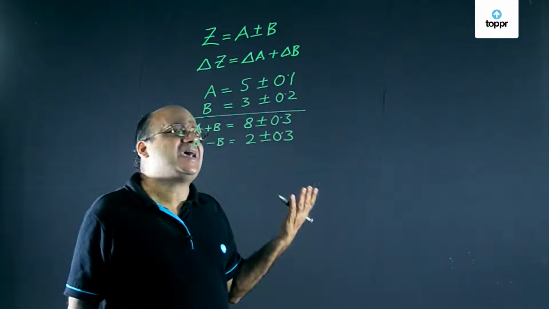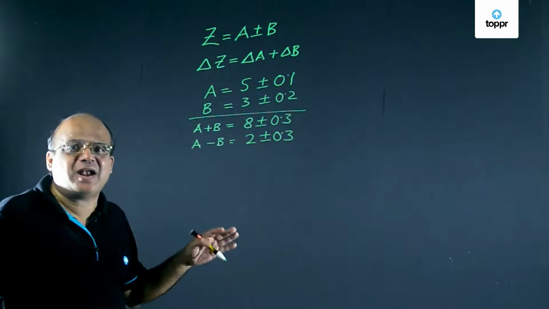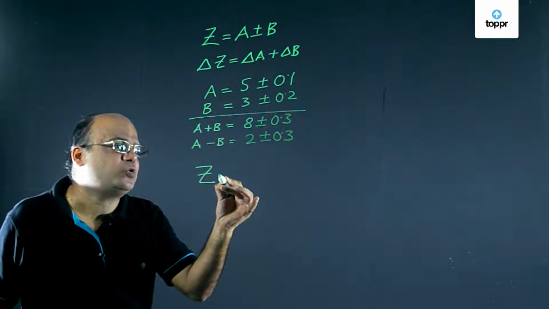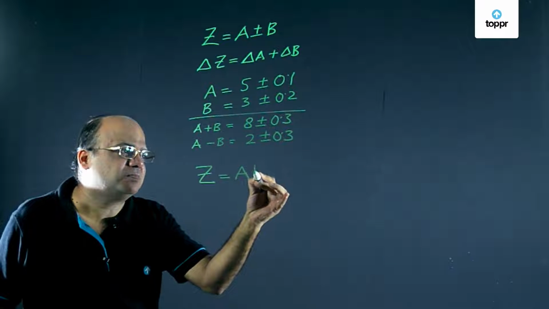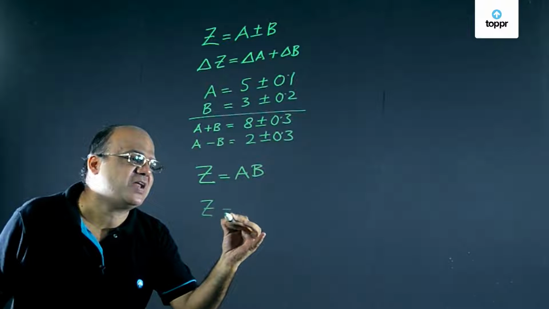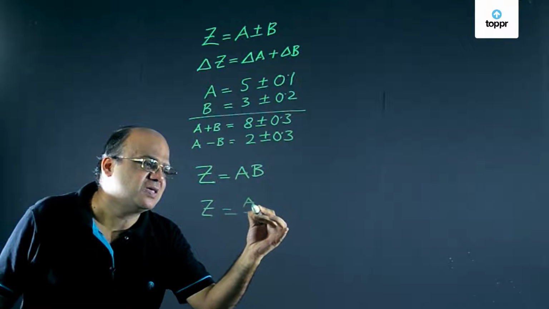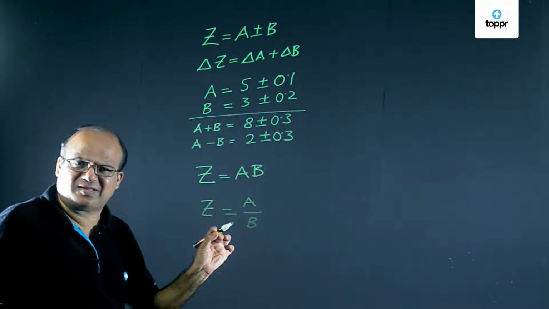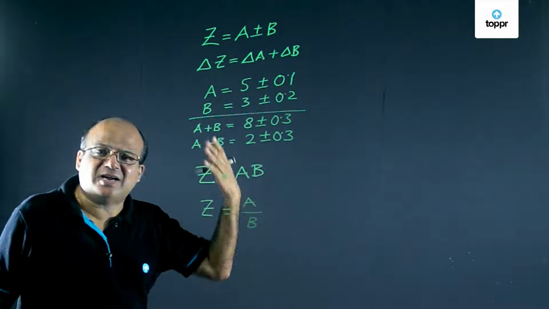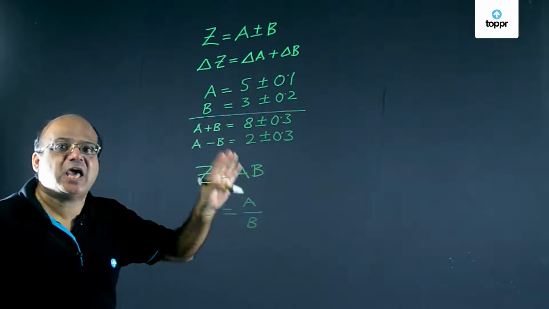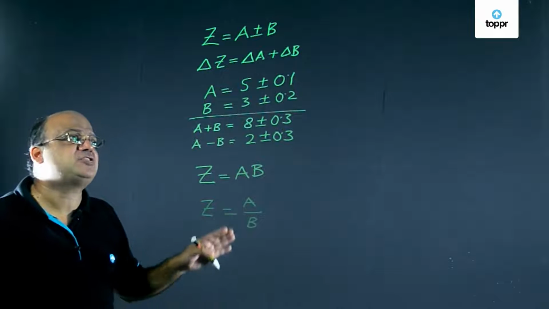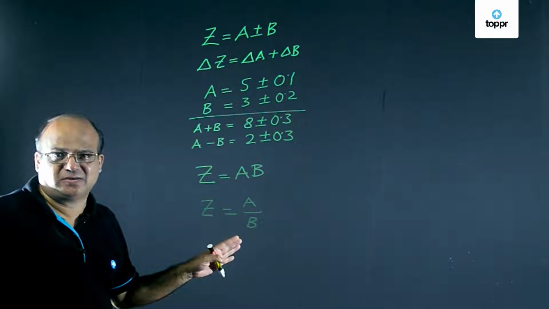Now let us look at errors in multiplication and division. If Z is equal to A into B, or Z is A divided by B, in both cases, fractional errors will get added. In the earlier case of addition and subtraction, absolute errors were added. Now in this case, fractional errors will get added.